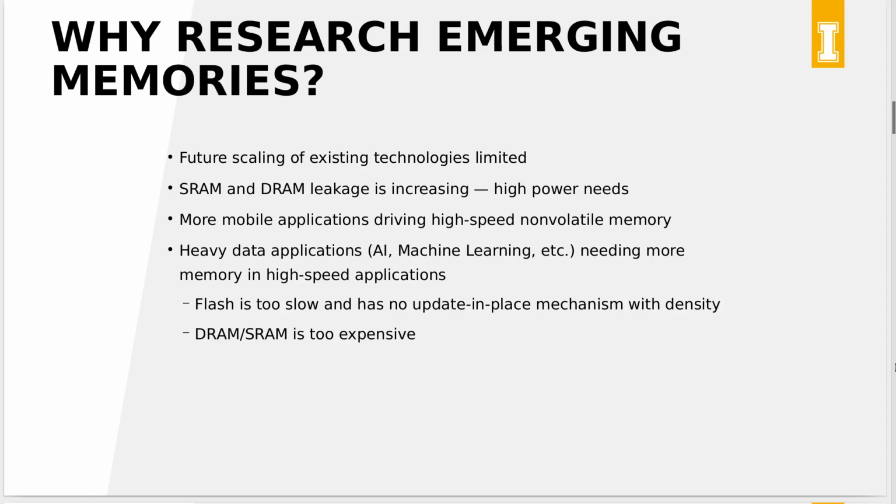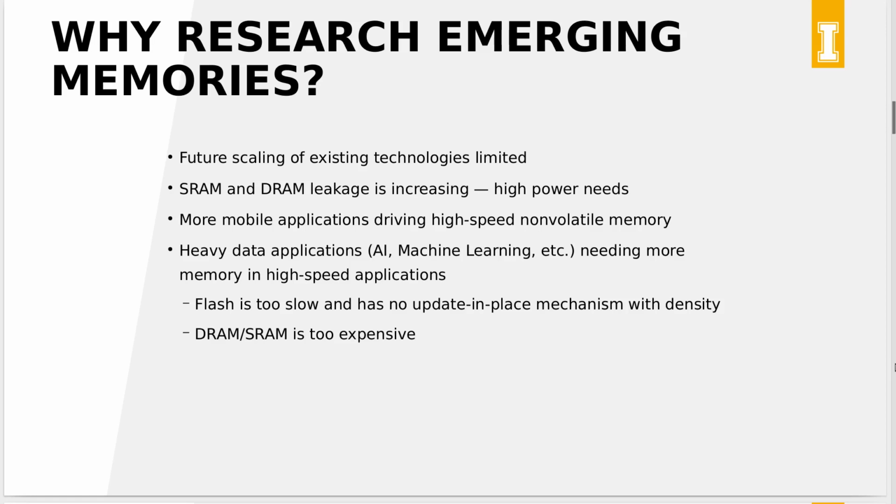Here, Flash is becoming too slow to be used for some of these AI and machine learning applications and has no good update in place mechanism. In order to update a Flash cell, you need to completely erase the cell, which is a millisecond operation, and then program, which is a hundreds of microsecond operation, with a read that is tens of microseconds. Really, we would like these things to be tens of nanoseconds, and we don't want to completely destroy the data, but update incrementally as we go along.